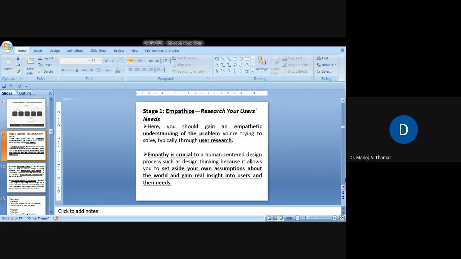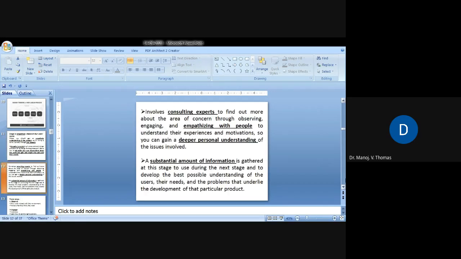For that, you set aside yourself. You have to start from scratch, from the point of view of a beginner. Even though you may be an experienced person, you will have to listen to that person. You have to have some serious discussion with the user to understand his problems or requirements. That involves consulting experts, so empathizing with people.